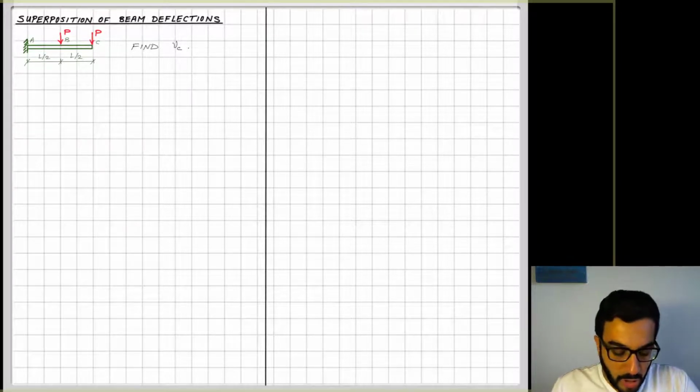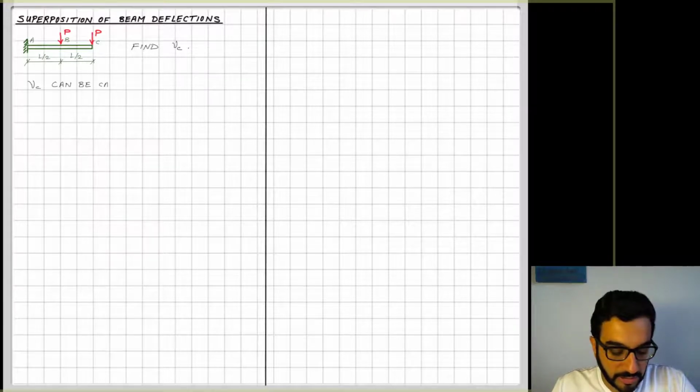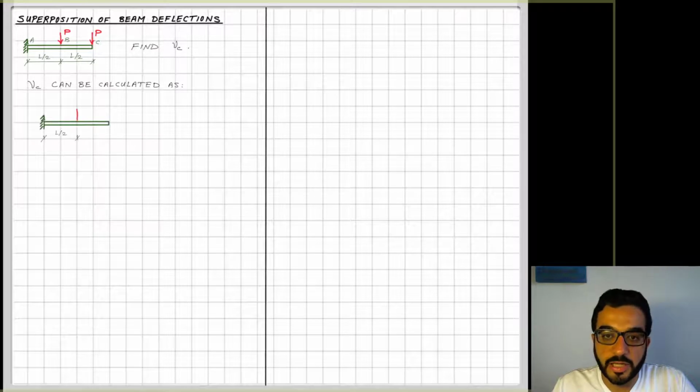And to be able to calculate nu C, we can do the double integration of the moment equation, and that's something we learned in a previous video. But in some cases, there's another easier way, which is the superposition way. So this beam, I can analyze it, and also I can calculate nu C as the addition of two deflections here. So I can analyze this beam as an aggregation of two beams.